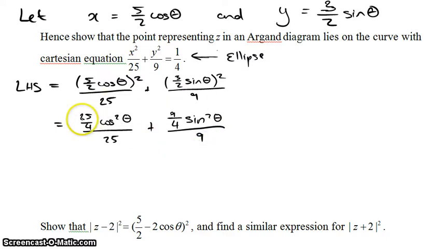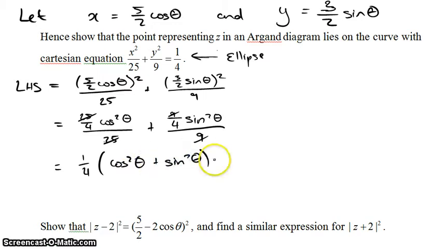So you can see what's going to happen here. This will cancel, this will cancel, this will cancel, this will cancel. And now I've got a factor of a quarter common. So this is just 1 over 4 times cosine squared theta plus sine squared theta. And we know what cosine squared theta plus sine squared theta is. That's just 1. So this is just 1 over 4, which is equal to our right-hand side. So we have proven what we were asked to prove.